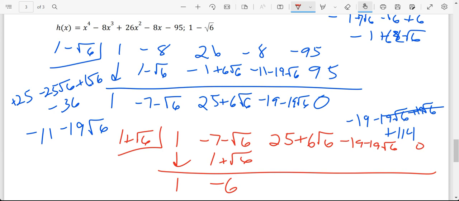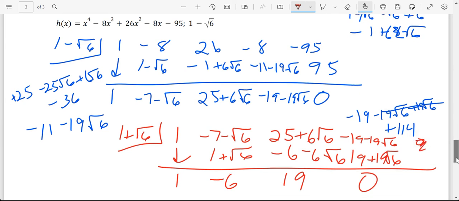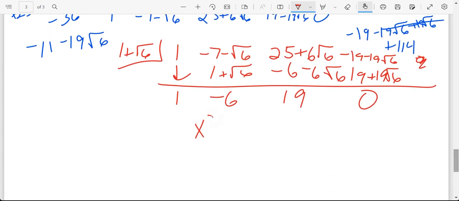Negative 6 times that term is going to be negative 6 minus 6 root 6. Ooh, that cancels again. We're on a roll here. 19. You get 19 plus 19 root 6. That's going to get a 0. And I didn't include our remainder. How silly of me. So what's our polynomial there? We got x squared minus 6x plus 19.